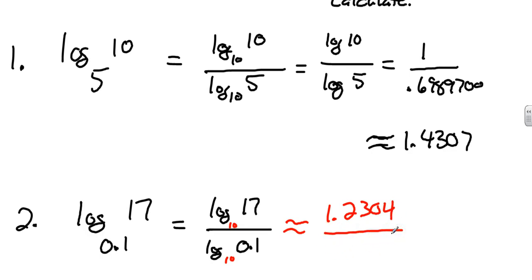And to get the correct answer, leave that number with all the digits behind it. Then we're also going to do the log of 0.1. Do I get -1 for that one? Okay, so this one works out well, because if you take this number and divide it by -1, the answer is going to be -1.2304.